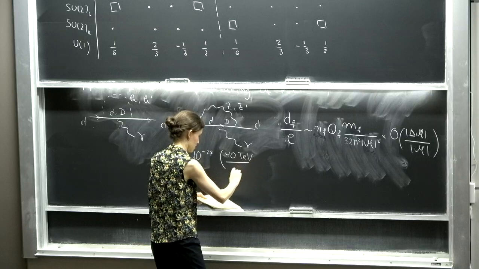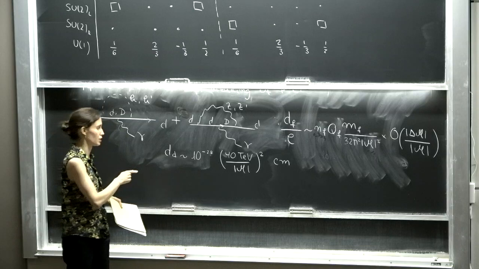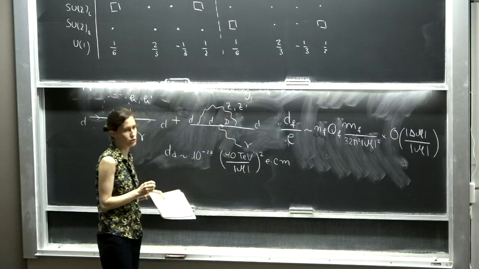We get something like this, OK? Now, if you remember from my previous lecture, the current experimental constraint on the neutron EDM is 10 to the minus 26 e times centimeter. So this is only two orders of magnitude below the current experimental bound.